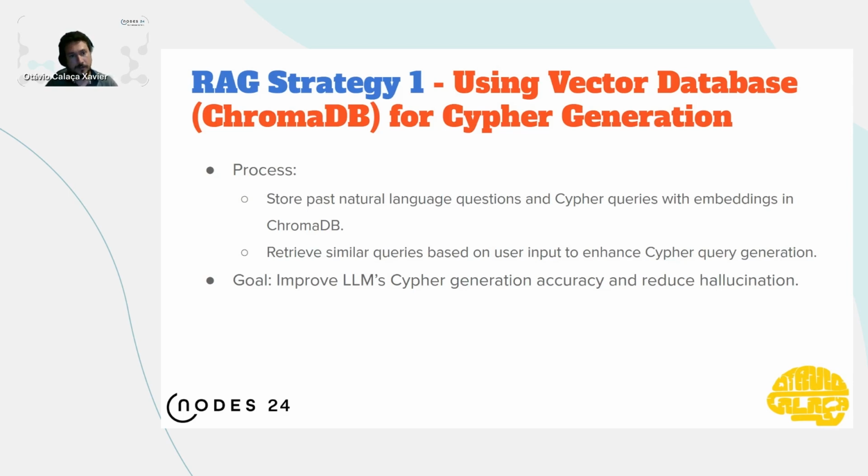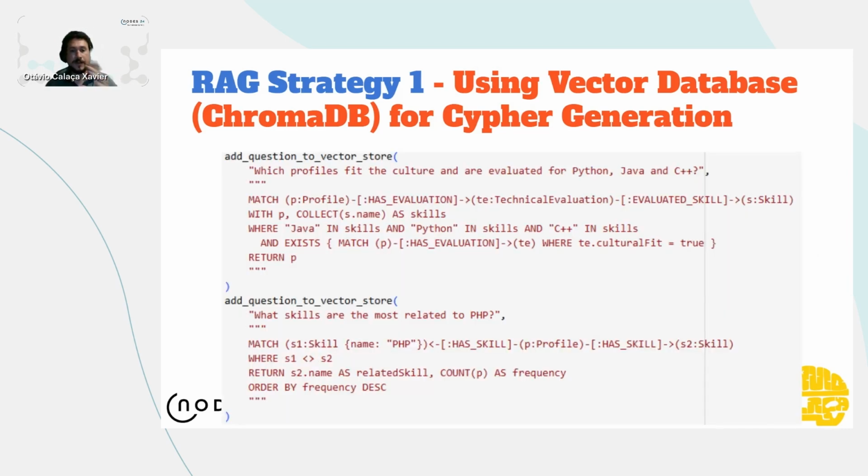So to do that, we first need to have some examples of queries, like examples of questions and what are the Cypher commands, the Cypher queries for each question. So something like this. We have, for instance, this question. Which profiles fit the culture and are evaluated for Python, Java, and C++?